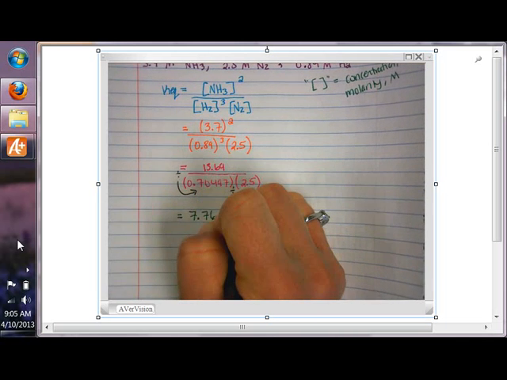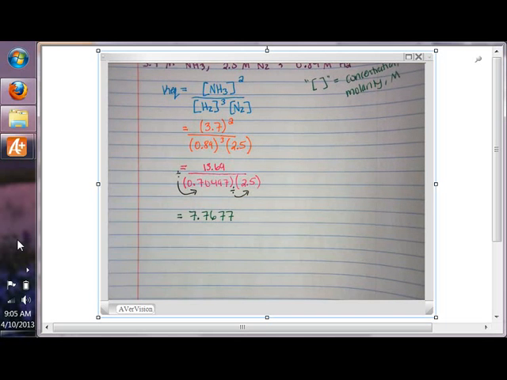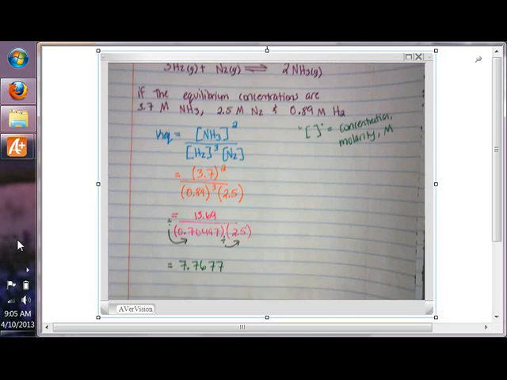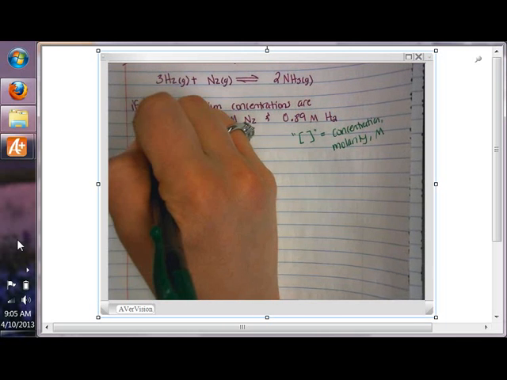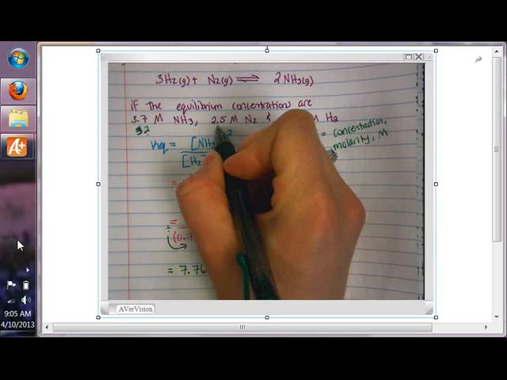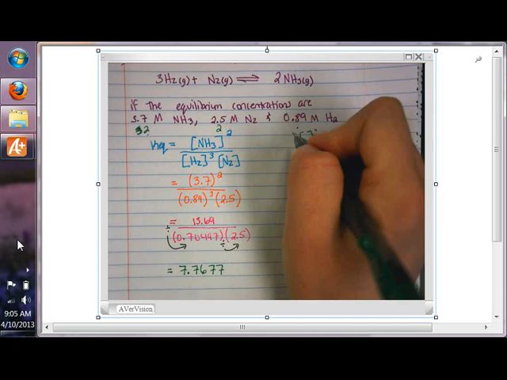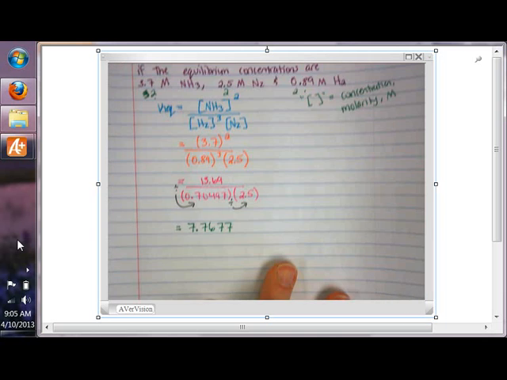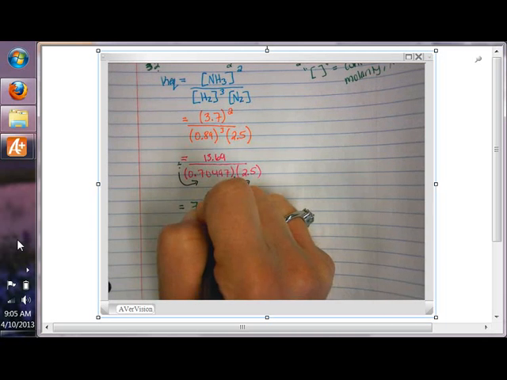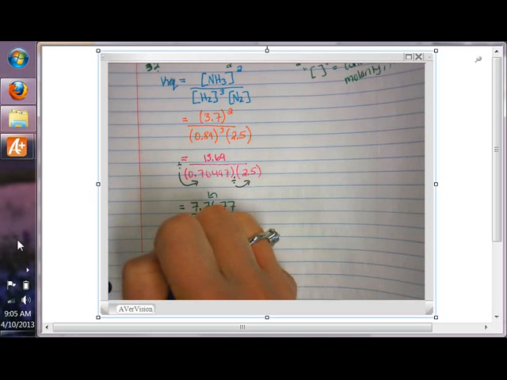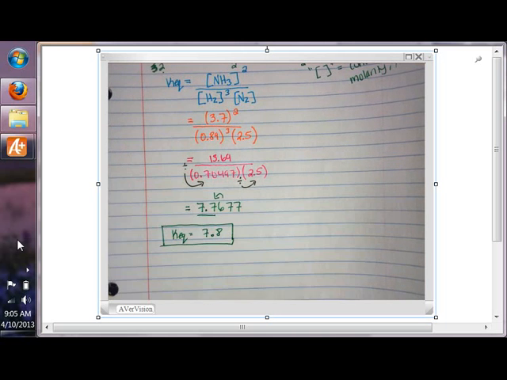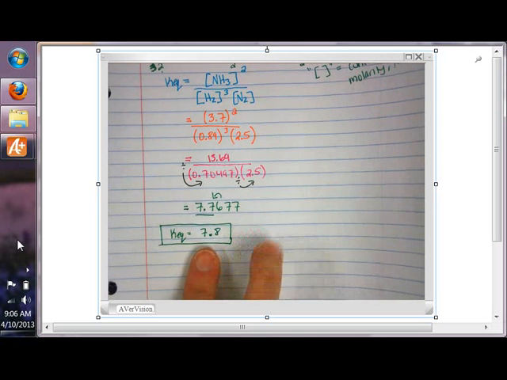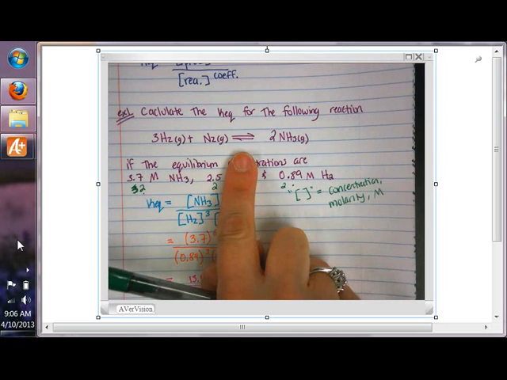7.7677. And we're going to do sig figs, so I just look back at the problem. This number has 2 sig figs. This number has 2 sig figs. And this number also has 2 sig figs. So the lowest is 2 sig figs. The 6 bumps the 7 up. So the Keq equals 7.8. There are no units with this. None whatsoever. So it's just that the Keq is this constant for this reaction with these concentrations. We're going to do a couple more examples.